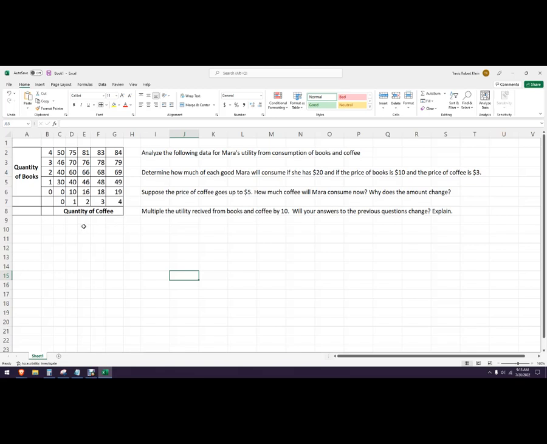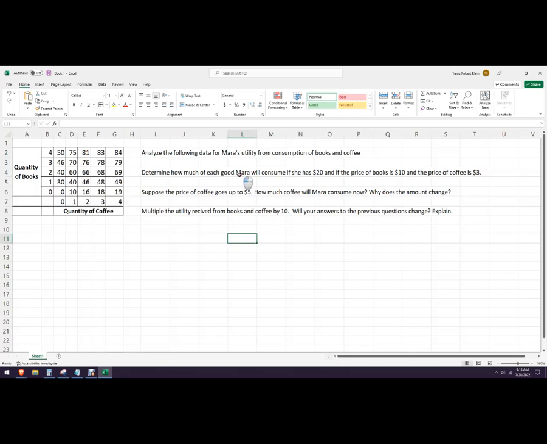So for example, 0 coffees and 0 books get you 0 utility. That makes sense because you bought nothing. And then the most utility would be the most coffee and the most books. That would be 4 books and 4 coffees, which give you 84. Everything in between gives you a different level of utility, at least for this person, Mara.